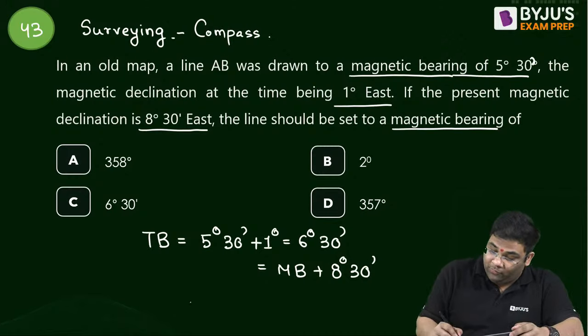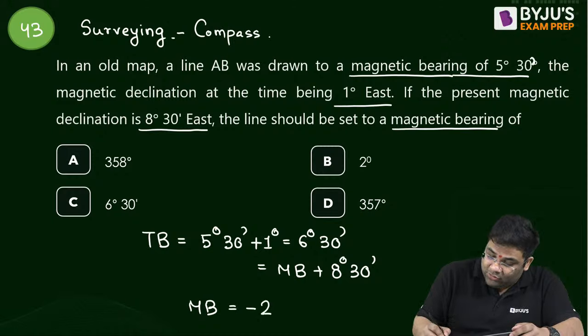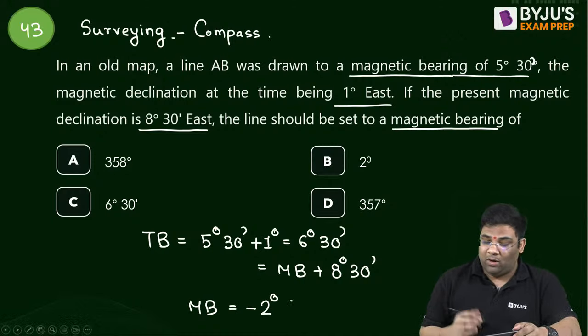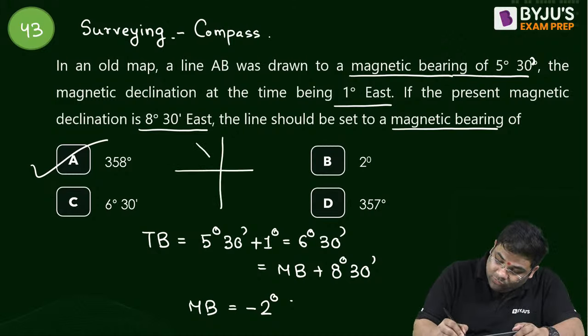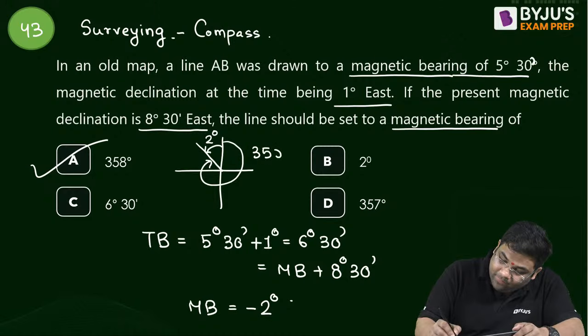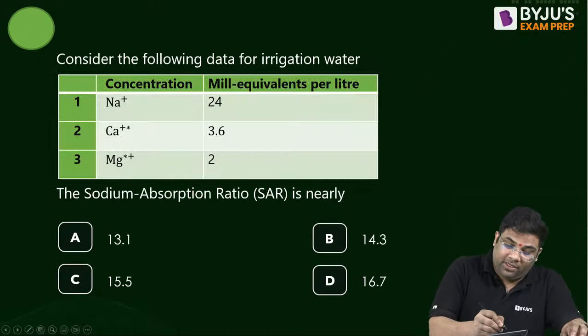Declination has changed. So from here I can say the new magnetic bearing will be how much? It is coming minus 2 degree. Minus 2 degree is 358 degree, right? You see, minus 2 degree means I am going anti-clockwise. This is nothing but 358 degree. Understood? Next question, 44th.